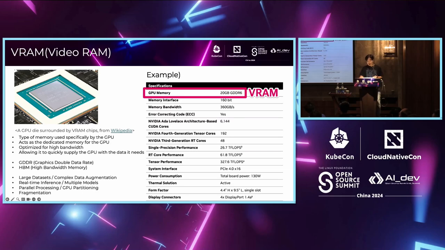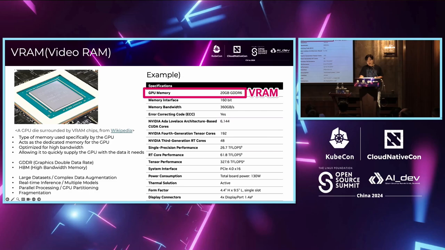So in most AI workloads, both GPU and VRAM are essential, and the importance of each depends on the specific requirements of your task. Generally, you cannot ignore one in favor of the other. Optimal performance is achieved when both are properly provisioned according to the workload need. So not only GPU, VRAM is also important.